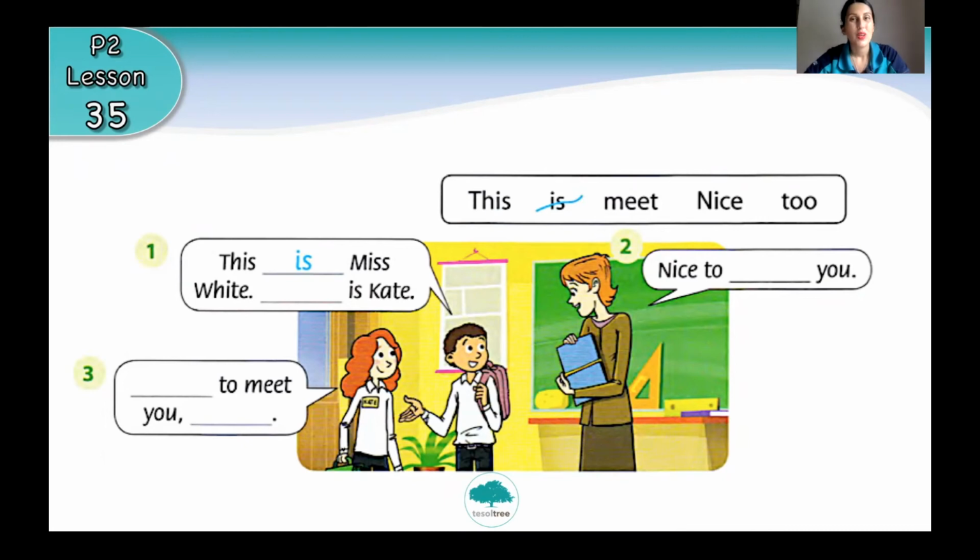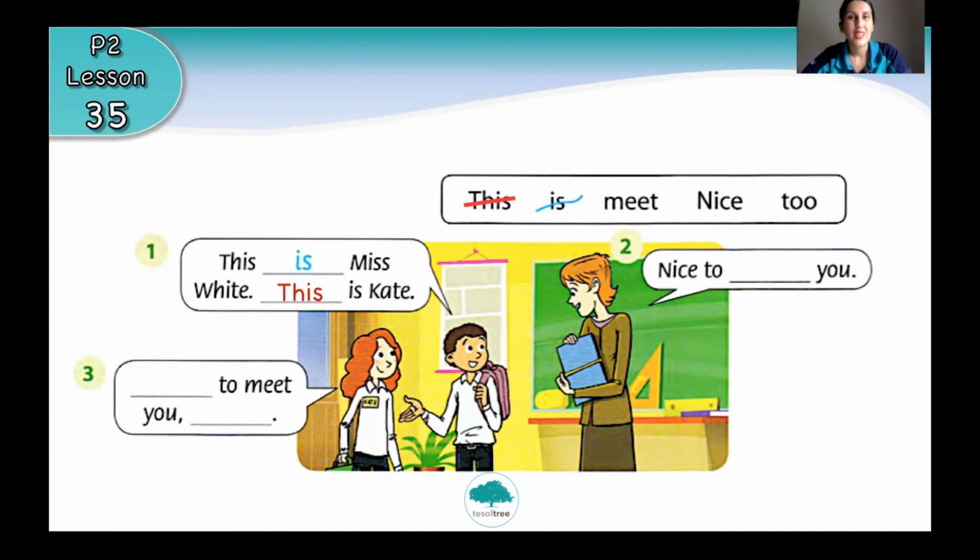So P2, let's read our words in the box and let's think together. Which word do you want to choose to fill in the gap? So we have this, meet, nice, too. Let's read again. This is Miss White. Blank is Kate. So let's choose this. Very good. Yes, we have to choose this because we want to introduce somebody. This is Miss White. This is Kate.